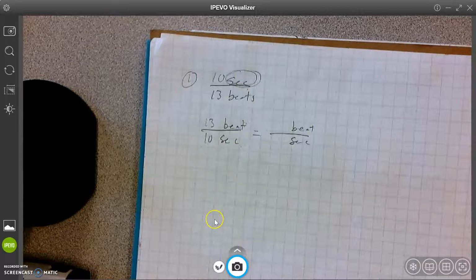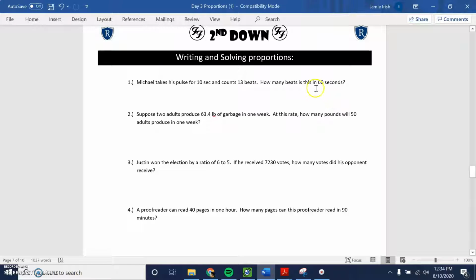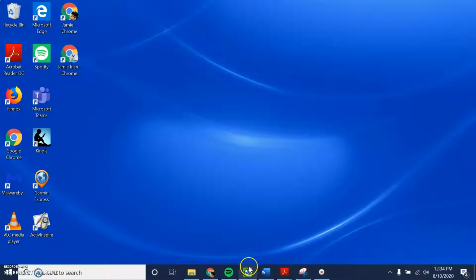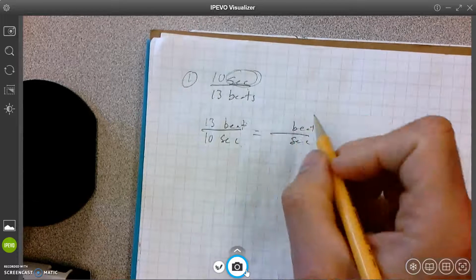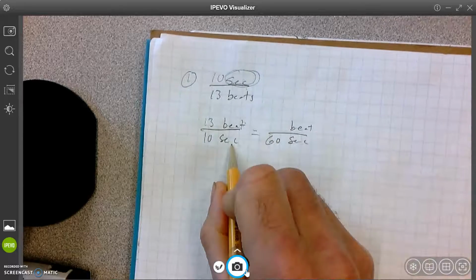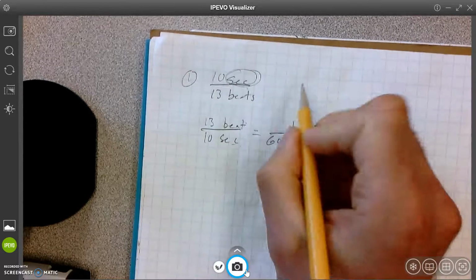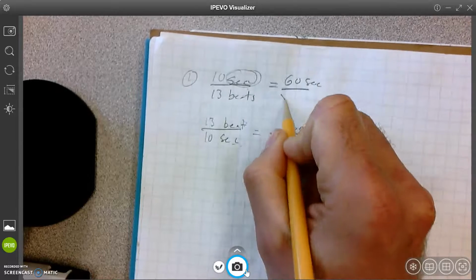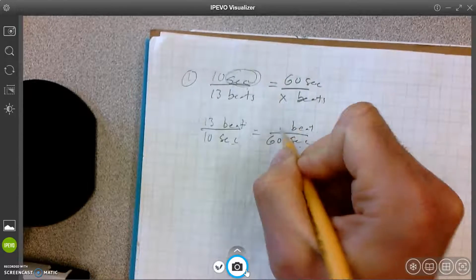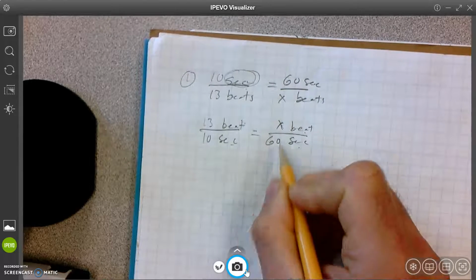Okay. So it says how many beats are there in 60 seconds? So 60 seconds. Seconds across from seconds. So if I set it up this way, that also would have been good. Seconds across from seconds, and then x beats. That's what I'm looking for. How many beats are in those 60 seconds?